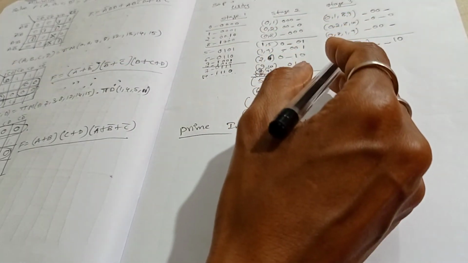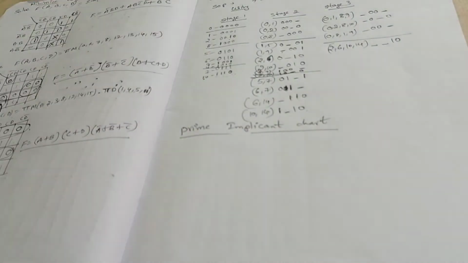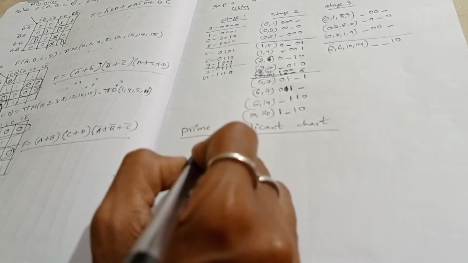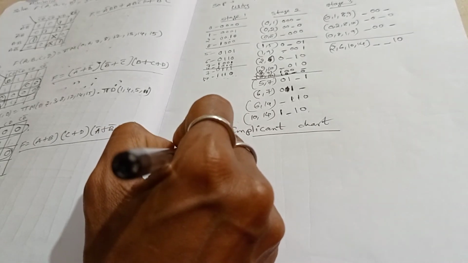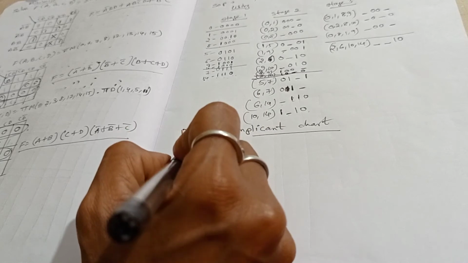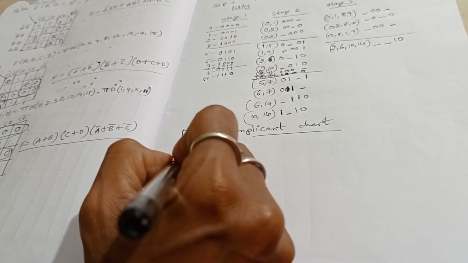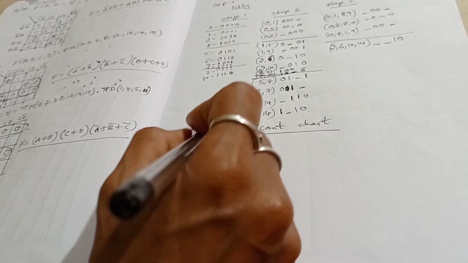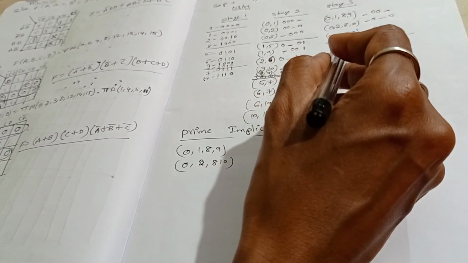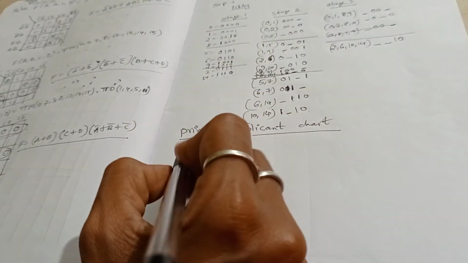So these are all the prime implicants. Now we'll write these prime implicants as one row each. That is, see here, 0, 1, 8, 9. Next one is 0, 2, 8, 10. Next one is 0, 8, 1, 9. It is repeated, so no need to write again.